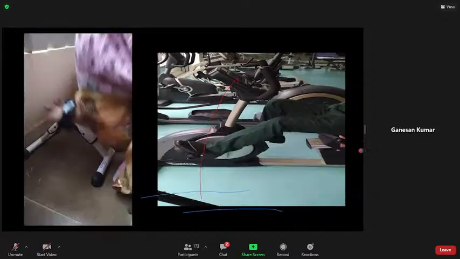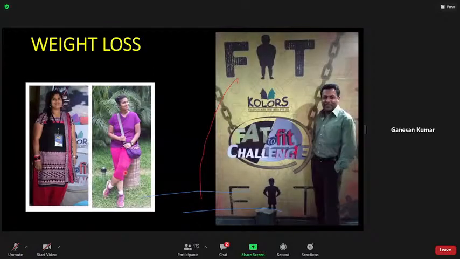Weight loss: go on a diet program and work on the weight loss, because there is going to be a 5% decrease in the load that goes onto your knee joint every time you lose weight.